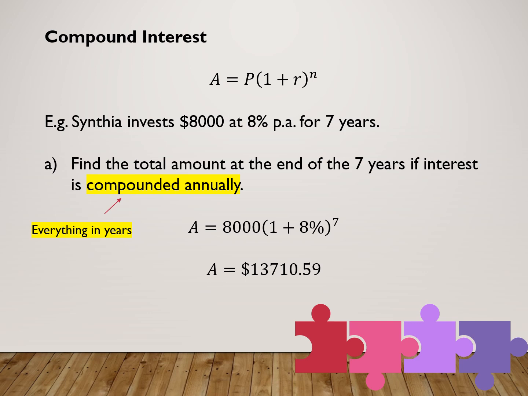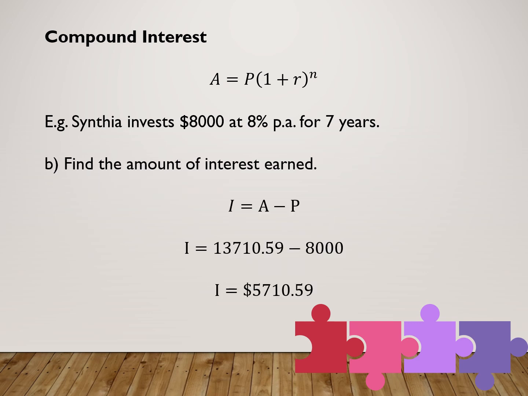So the first question says compounded annually. Now, a reminder that the A actually finds the final amount. Simple interest finds you the interest. The compound interest formula finds you the final amount, the principal plus the interest. So when you put 8,000(1 plus 8%)^7 on your calculator, you get $13,710.59. The interest there, therefore, is the final amount minus the principal, so $5,710.59.